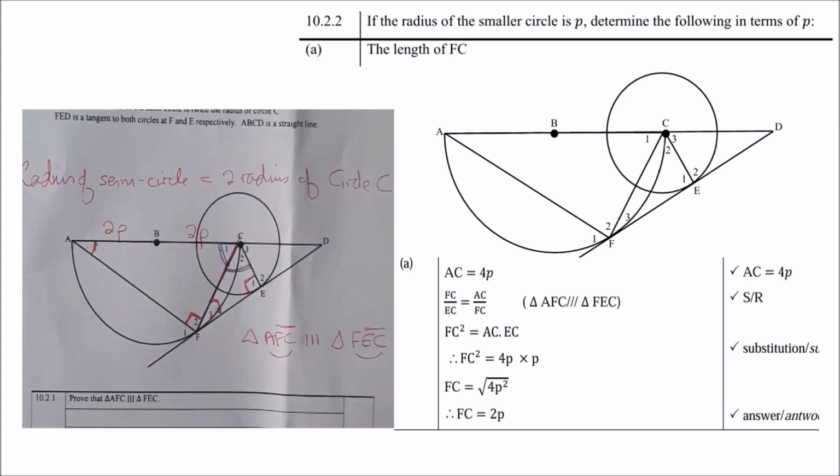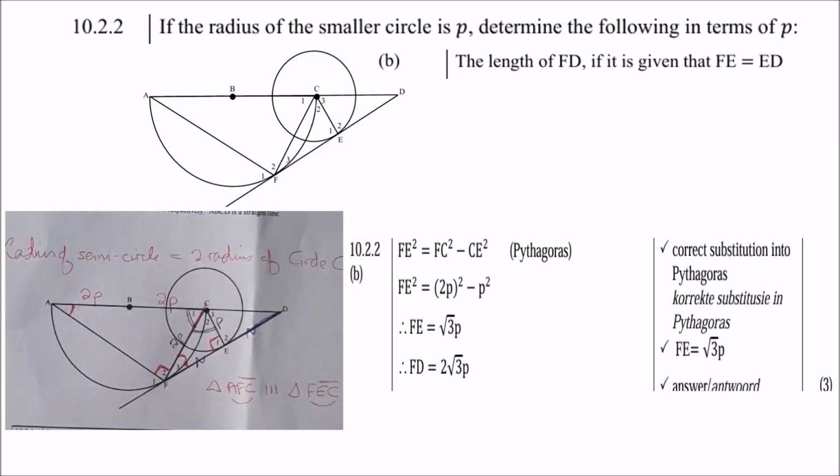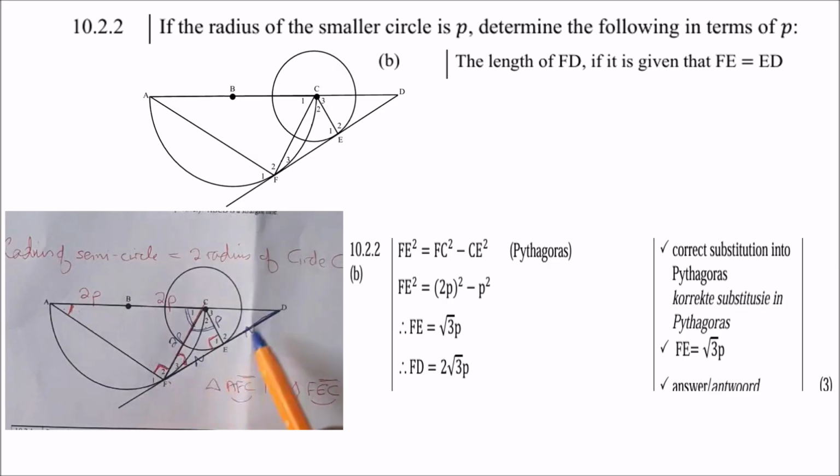Question 10.2.2 again. If the radius of the smaller circle is P, determine the following in terms of P. Number B now, the length of FD. So there's F, and so that is FD. It is given that EF and ED are equal. Right, so that is given.